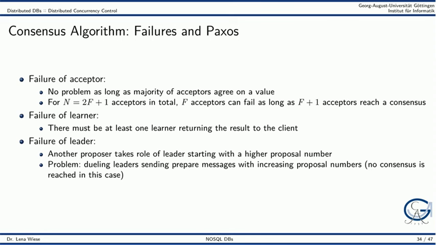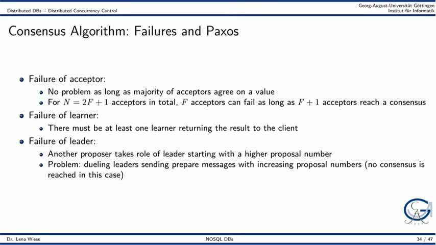So far we have only seen a good run of Paxos. However, some agents might fail during the execution. The good thing about Paxos is that a certain number of acceptors might fail. We only have to ensure that a majority of acceptors reach a consensus. More formally, if we have a total number of 2f+1 acceptors, f acceptors may fail, as long as f+1 acceptors still agree on a common value. Learners are those agents that return the chosen value to the client. That is, at least one learner must be available at the end of phase 2.